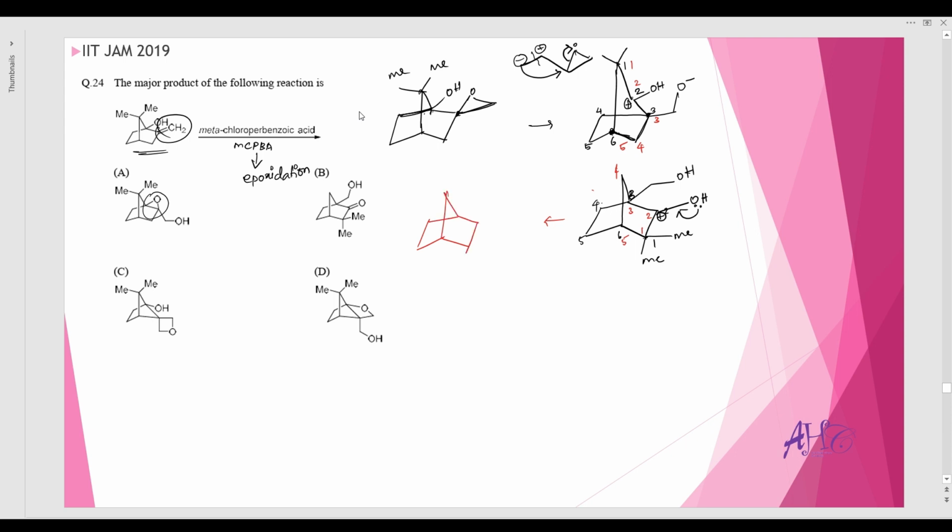I know this question is kind of tricky and hectic, but if you know how to draw the structures correctly, you can definitely get this one right. Okay, so if you actually match, option B is the correct answer.